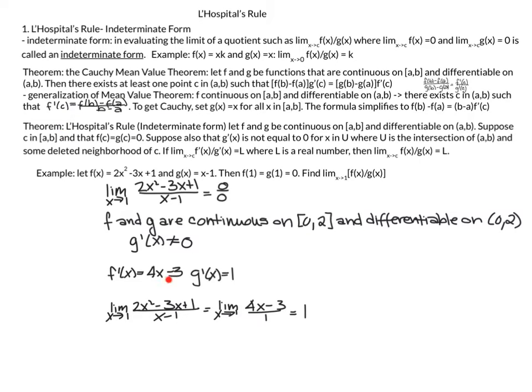So we can take f prime of x and g prime of x, and the limit as x approaches 1 of our original quotient, 2x squared minus 3x plus 1 over x minus 1, is equal to the limit of f prime of x over g prime of x, and as x approaches 1, that will equal 1.